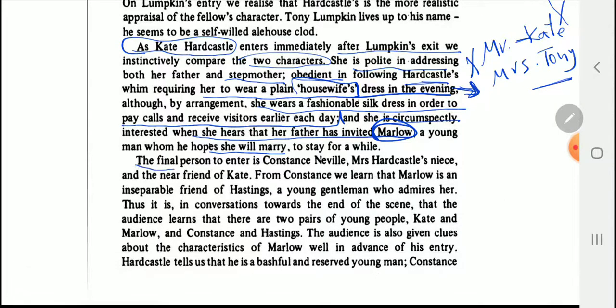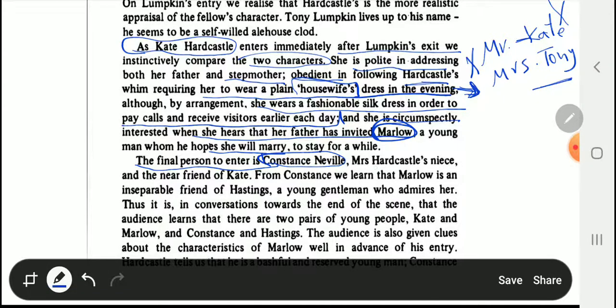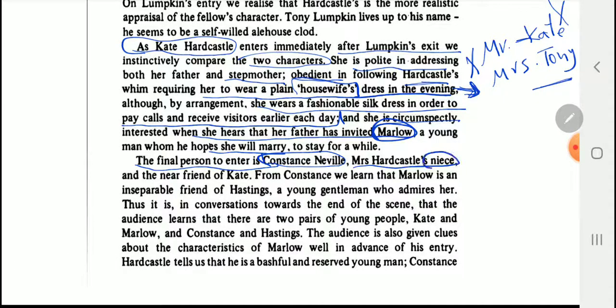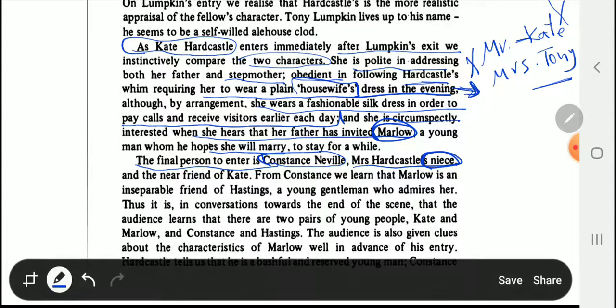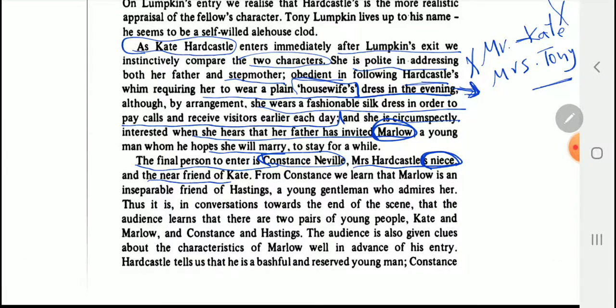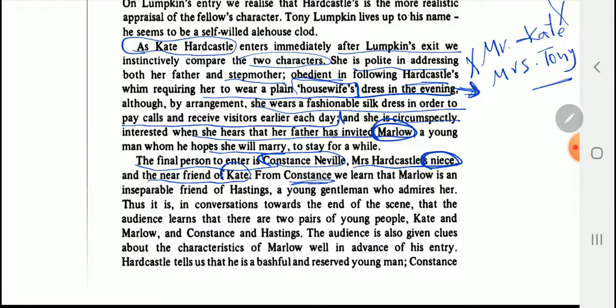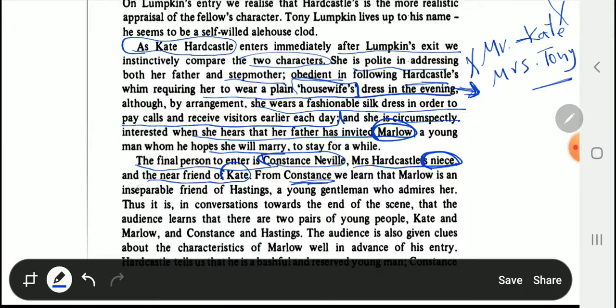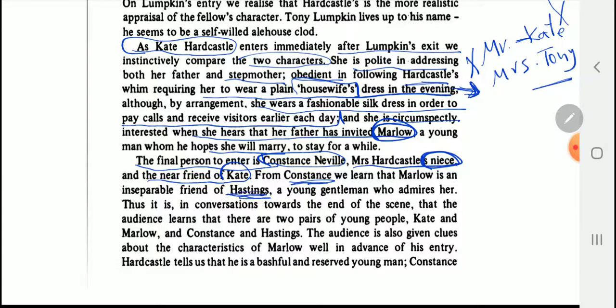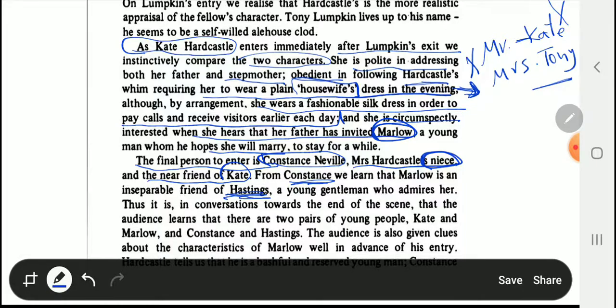The final person to enter on the stage is Constance Neville. She is Mrs. Hardcastle's niece, and she's a very close friend of Kate as well. And from Constance Neville, we learn that Marlow is a respectful friend of Hastings, and Hastings is a young gentleman who admires her.